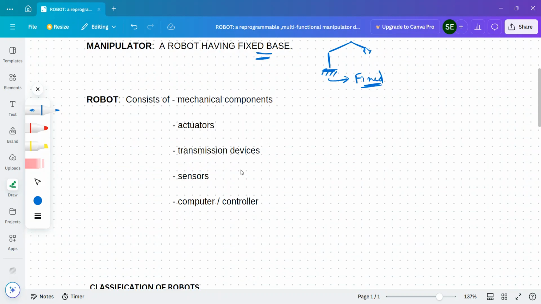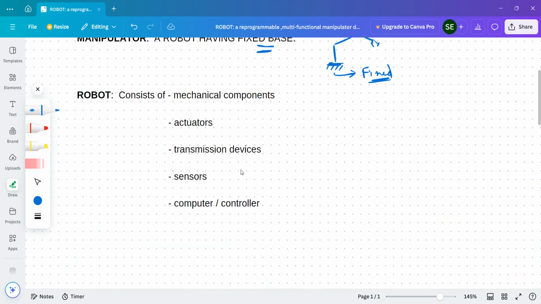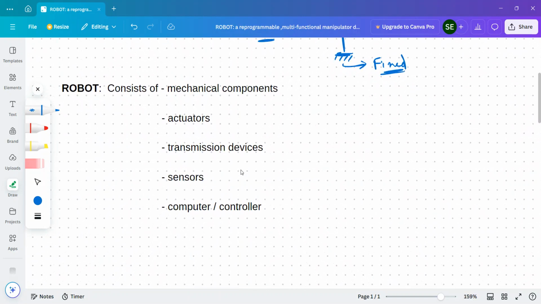Now, what are the contents of the robot? What does the robot comprise of? It has mechanical components, actuators, transmission devices, sensors, and a computer or a controller, which is called the brain of the robot.